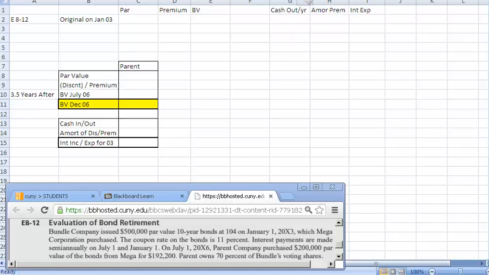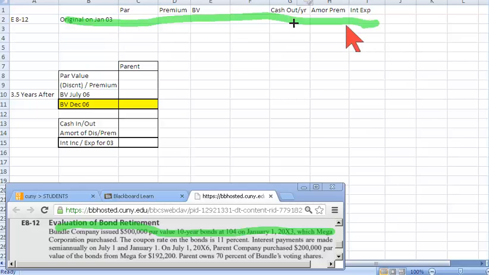Alright, so I set this table up for that problem E8-12. I'll explain how I set it up as I go along. So let's read the problem. Bundle Company, which is a subsidiary, issued $500,000 of par value 10-year bonds at 104 on January 2003. So I have that original line, which we're going to fill in with that information up here.